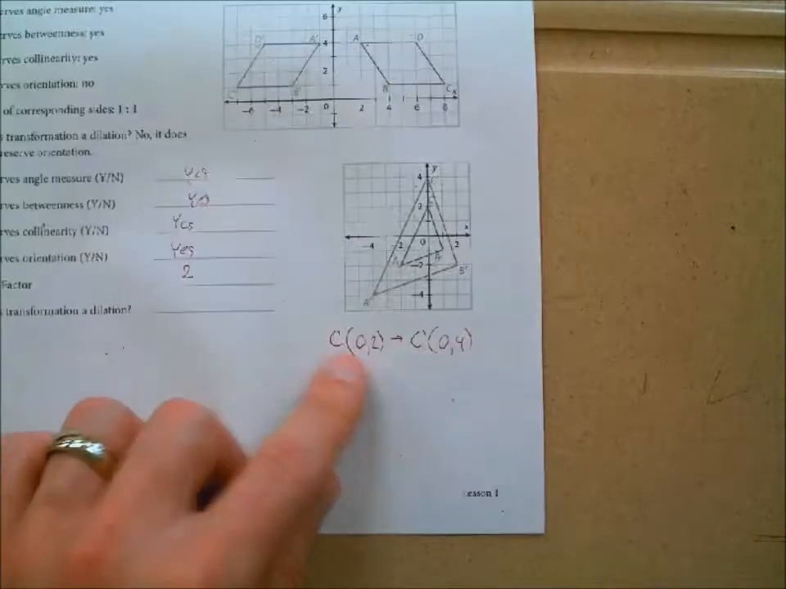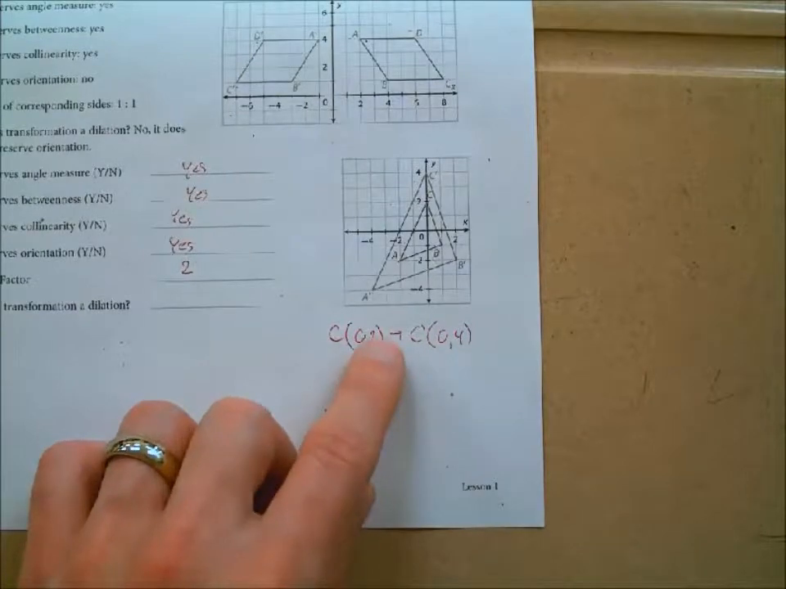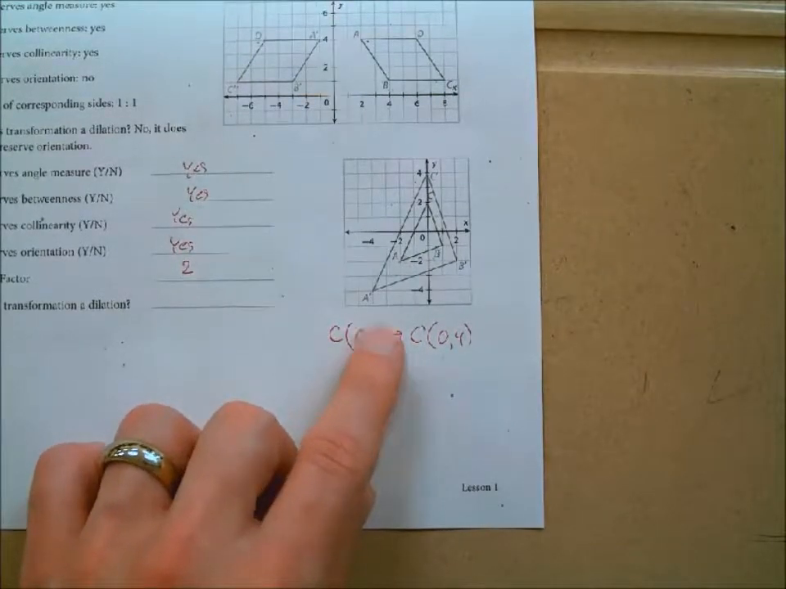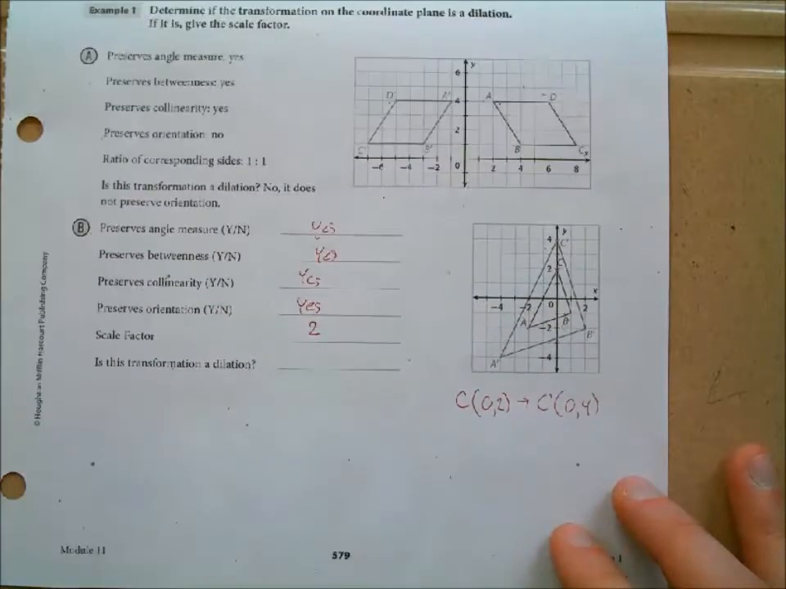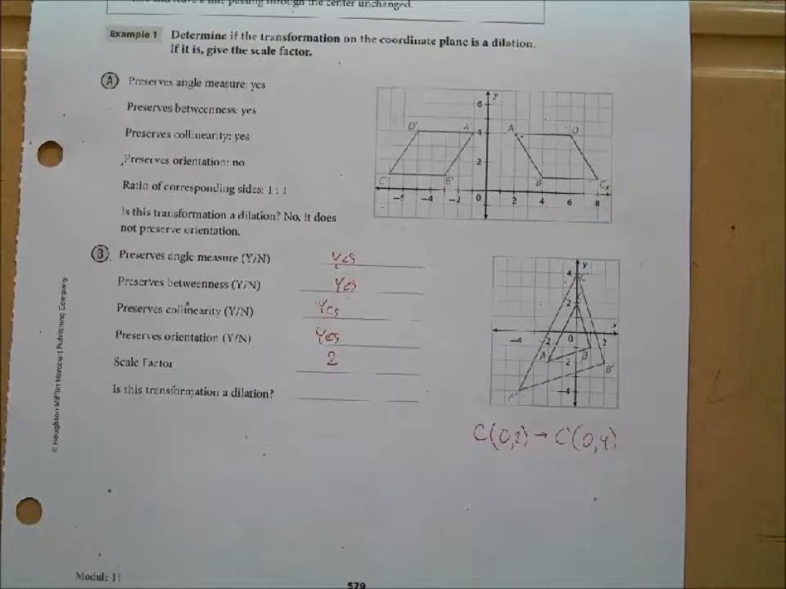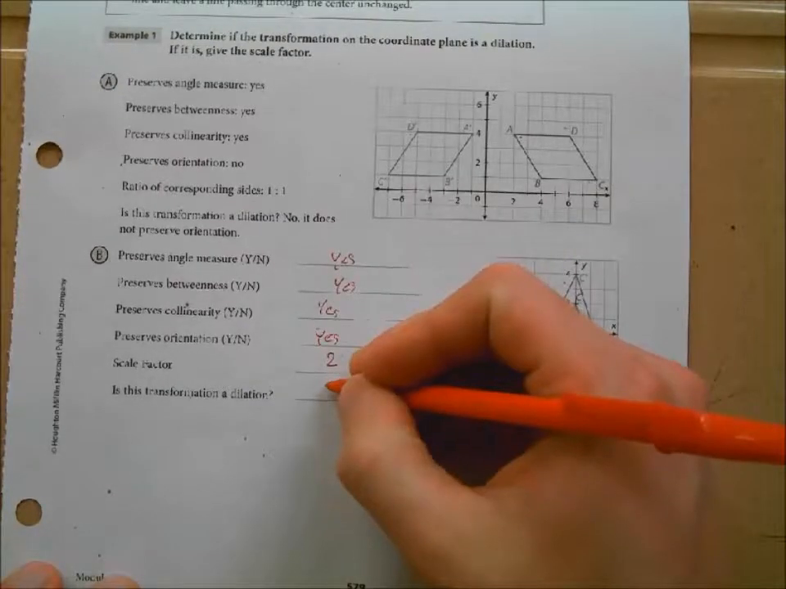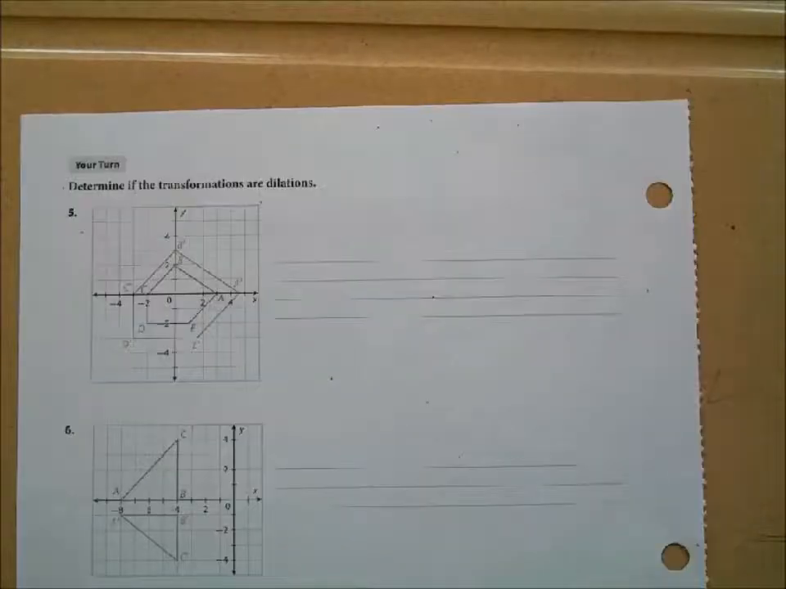Okay, you can take the image's y-coordinate and divide by the original or pre-image's y-coordinate. So 4 divided by 2 gives you that 2 there. Another way to do it. Okay, but Avery is exactly right too. So is this transformation dilation? Yes. All right. So let's flip it over here and take a look.